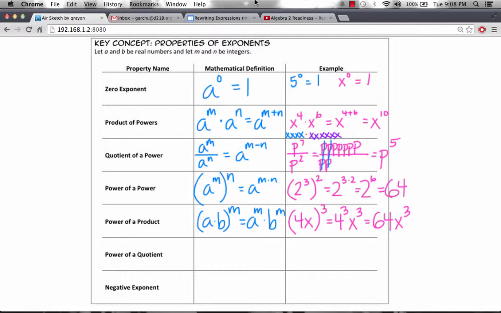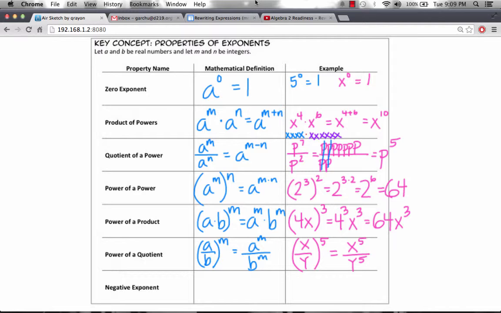Okay, almost done. Power of a quotient. Very similar to the power of a product, but we're talking quotient now, which is a division. So if we have a divided by b raised to the m, this actually turns out to be a to the m power divided by b to the m power. Our example for this, we'll use x divided by y, all of that raised to the 5th power. This actually becomes x to the 5th divided by y to the 5th.